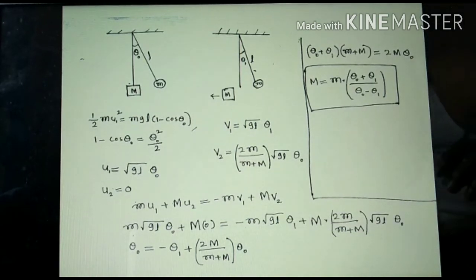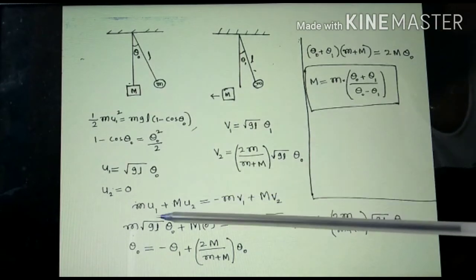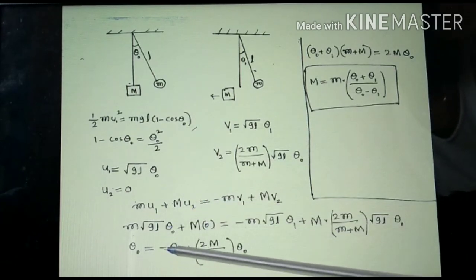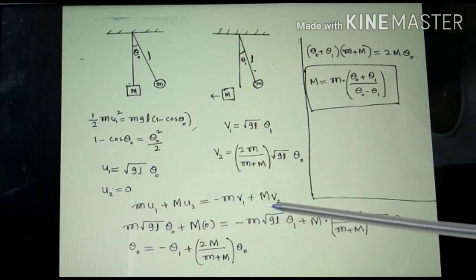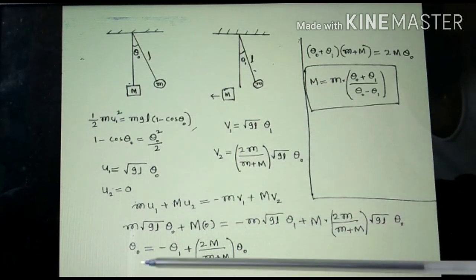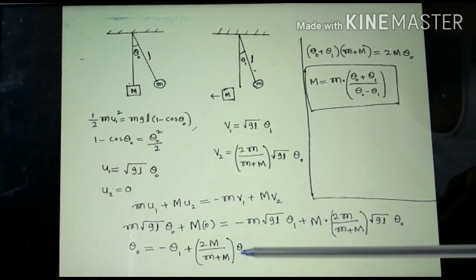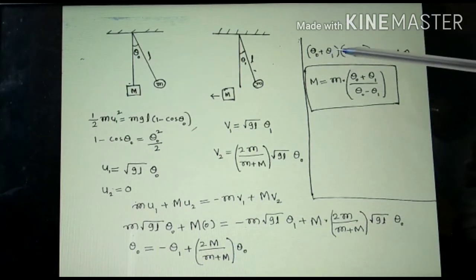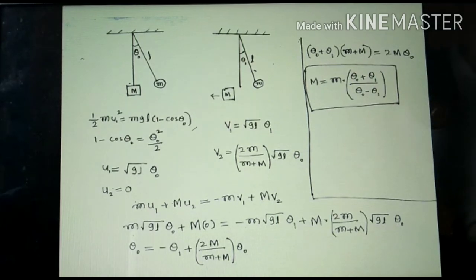Conservation of total momentum: m1 u1 plus m2 u2 is equal to m1 v1 plus m2 v2. Simply you substitute. After substituting, you will get an equation. u1 you substitute as square root of GL theta naught, and v2 and v1 you substitute too. Finally you will get theta naught equals minus theta 1 plus 2 capital M by (m plus small m) theta naught. So you have to do some simplifications. After simplification, capital M equals m into (theta naught plus theta 1) divided by (theta naught minus theta 1). Finally we got the answer.